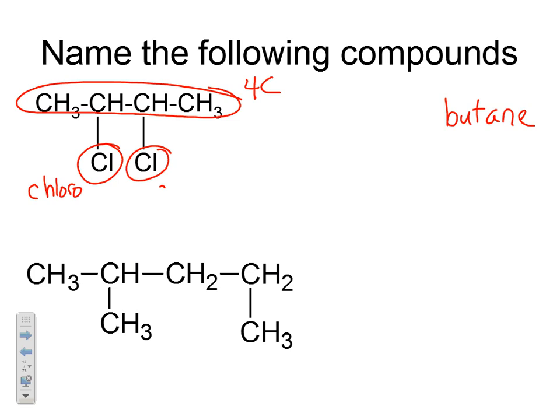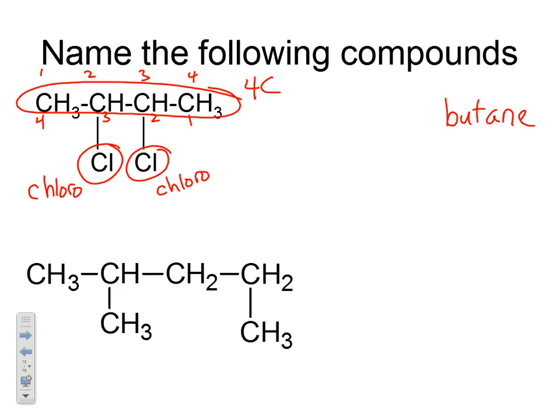This is also chloro. So I have 2 chloro groups that are attached to this butane. So I've named the substituents. Now I want to number the carbon chain. So I could number this left to right, 1, 2, 3, 4, left to right, or I could number it right to left, 4, 3, 2, 1.